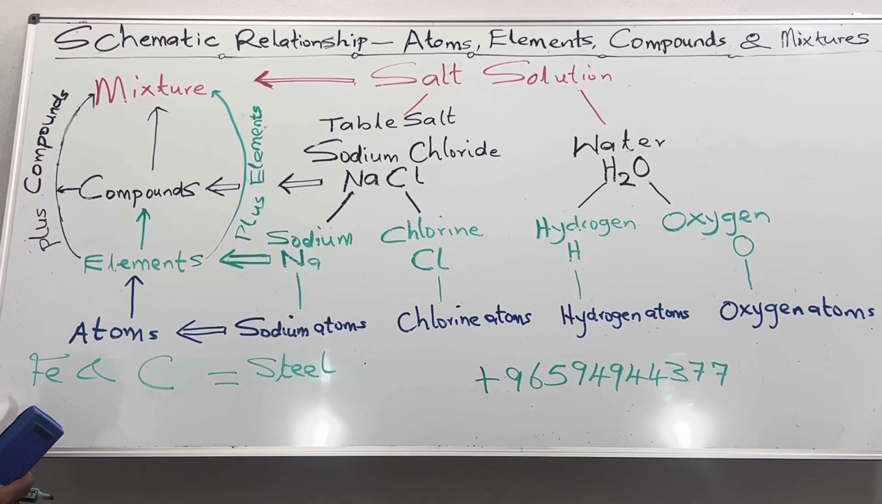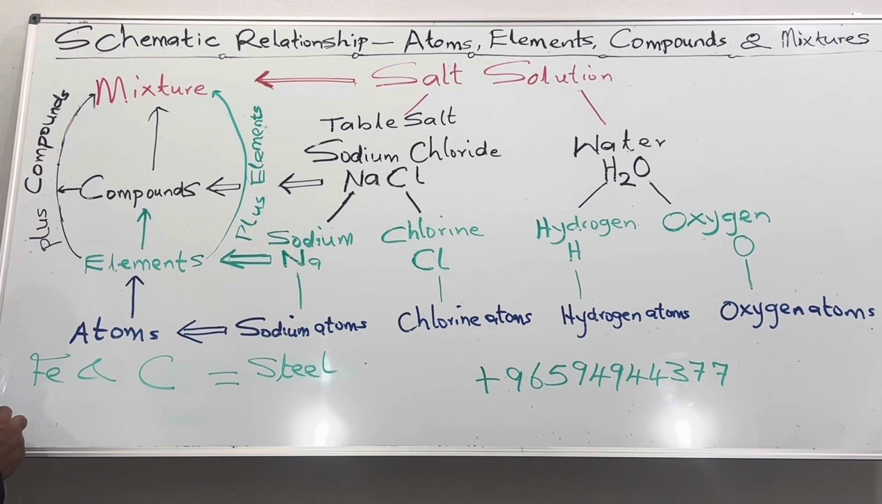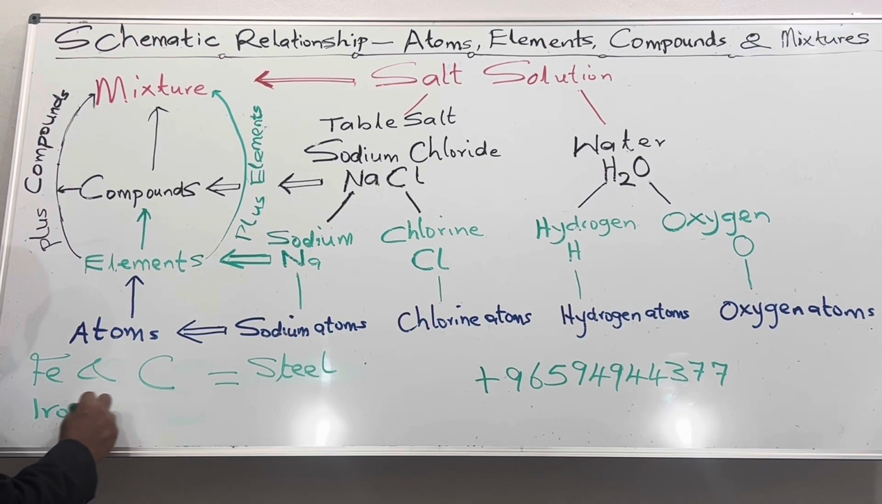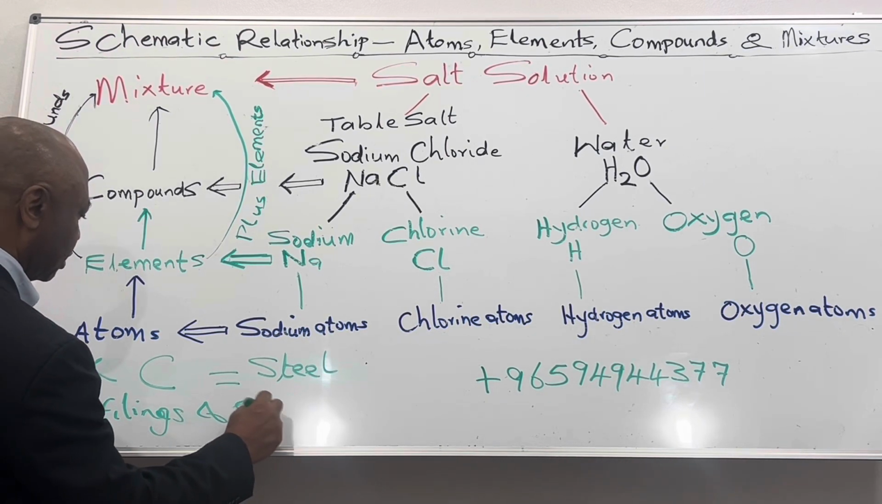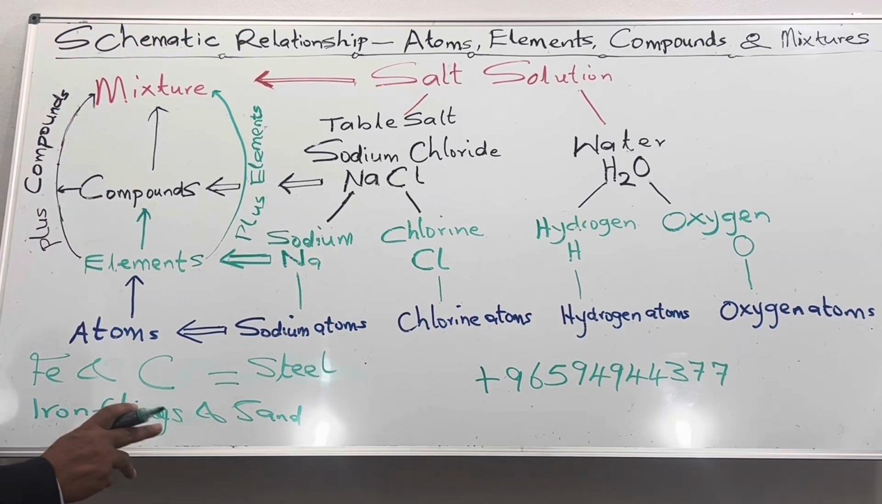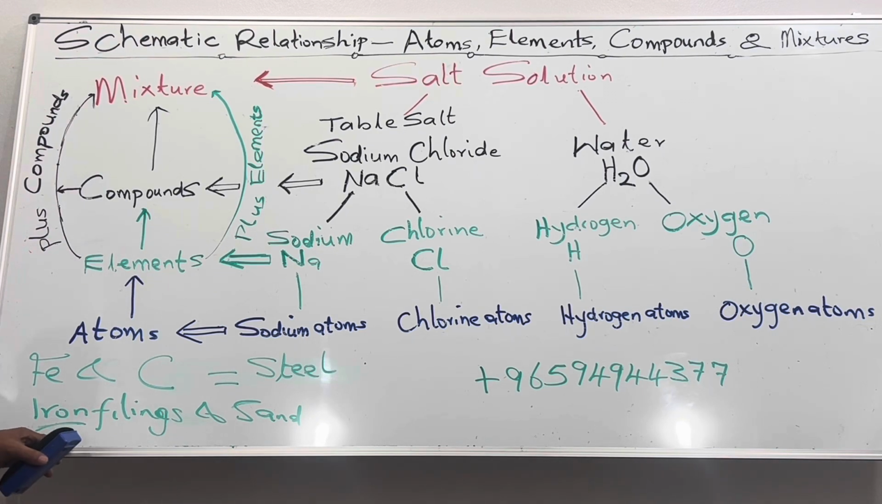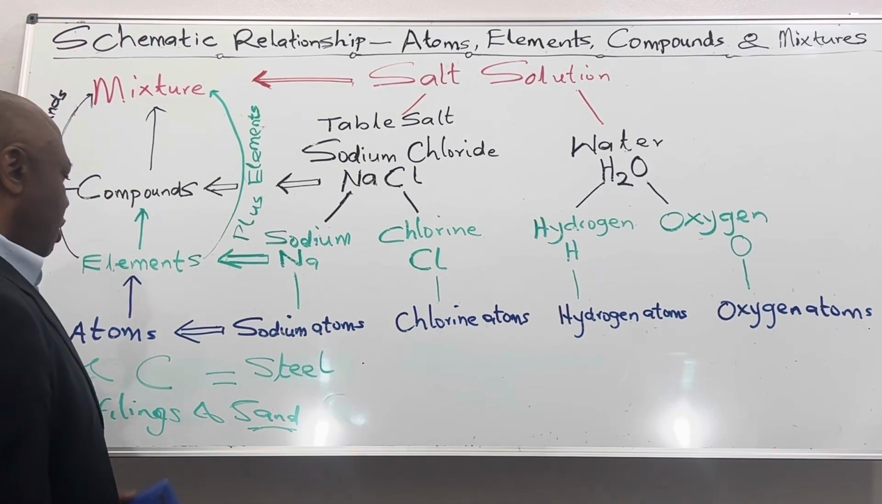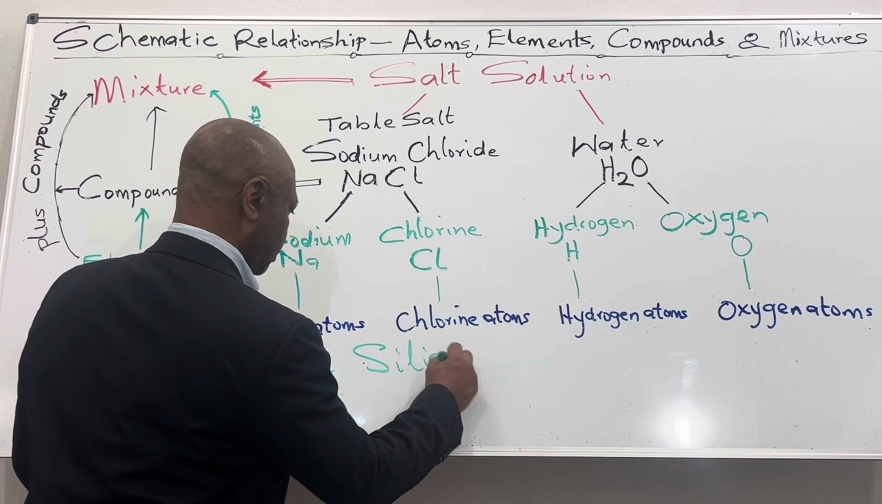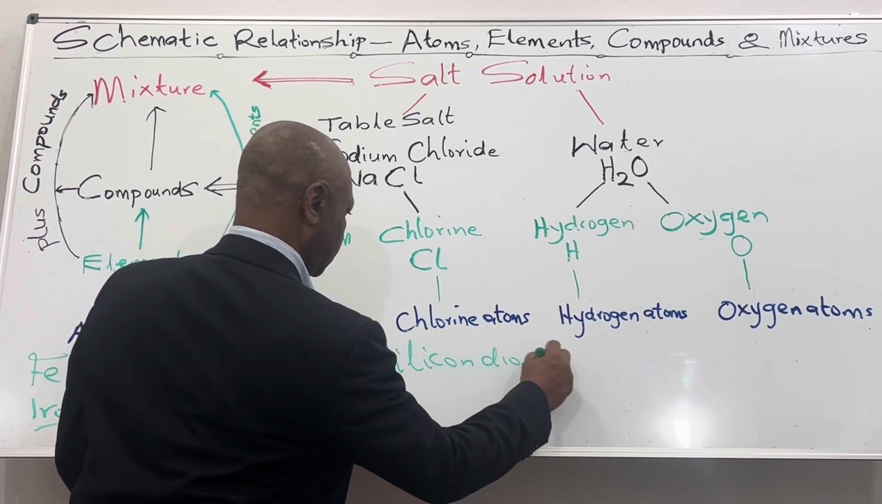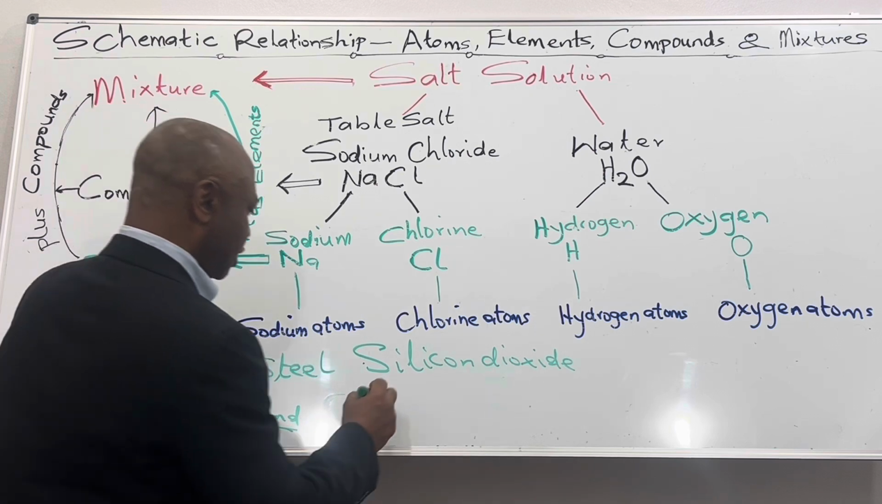In some situations, a mixture is made up of elements and compounds. An example of such a mixture is when you have iron filings and sand combined together. Iron is an element, and sand is a compound. The chemical name for sand is silicon dioxide. And this is the chemical formula.